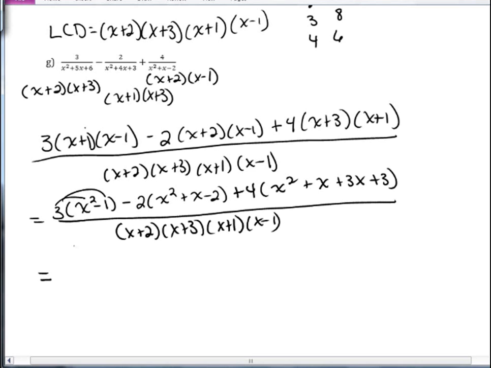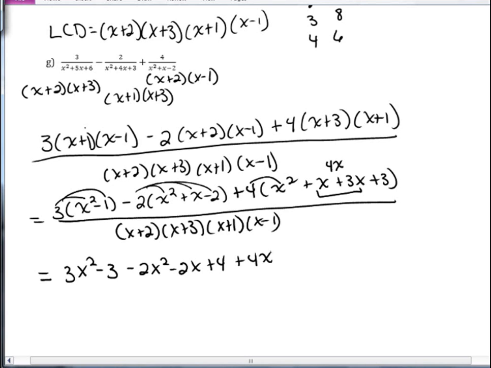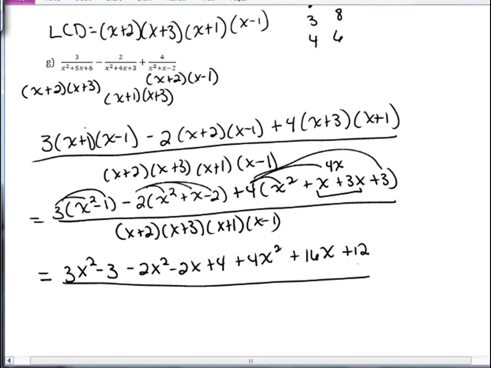Now we need to distribute. Distributing the 3 gives us 3x squared minus 3. Distributing the negative 2 gives us negative 2x squared minus 2x plus 4. These two middle terms, x and 3x, gives us 4x. And now we'll distribute the 4. That gives me plus 4x squared. And then 4 times 4x is plus 16x. And then 4 times our 3 gives us plus 12. This all goes over our common denominator.